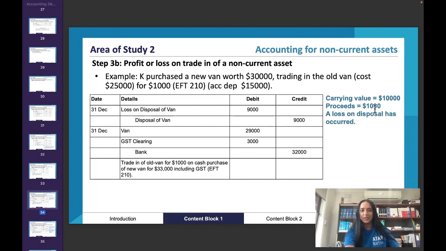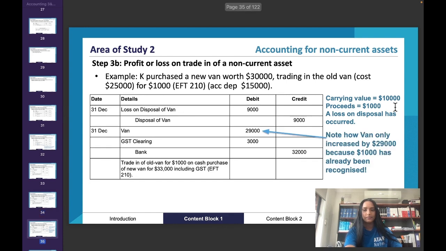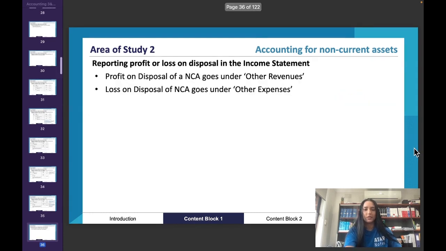And like I was saying before, the carrying value is $10,000. Proceeds are $1,000, which means that a loss has occurred because carrying value was greater than proceeds. And it was a loss of 9,000 because 10,000 minus 1,000 is 9,000. And then the van is only increasing by 29,000 because 1,000 has already been recognized.